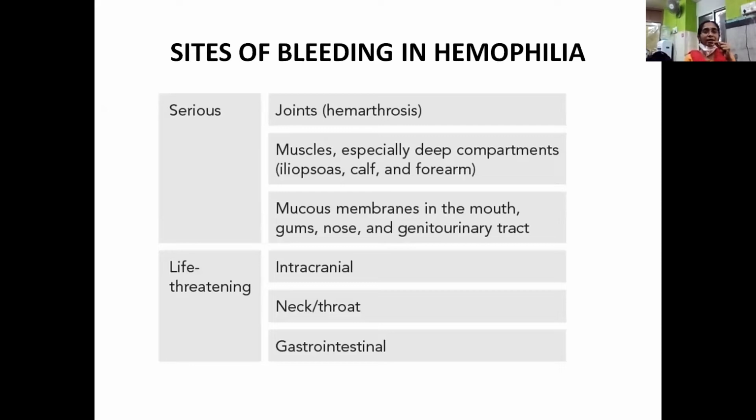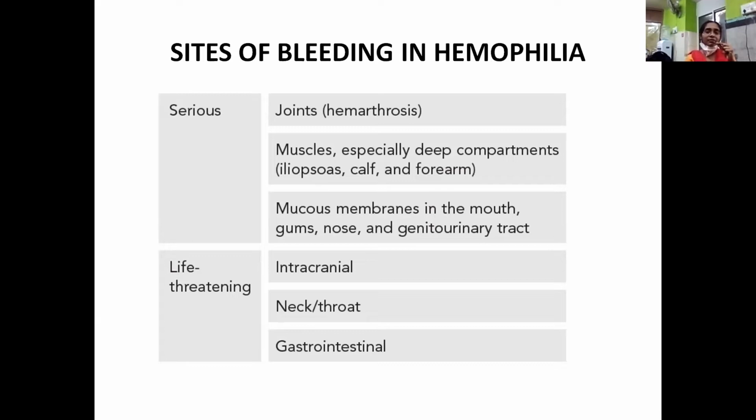Now, what are the sites of bleeding in hemophilia? Again, the bleeding manifestations are divided into life-threatening bleeds and serious bleeds. In the life-threatening category, you get 3 bleeds: intracranial bleed, neck or throat hemorrhage, and gastrointestinal bleed. Because hemorrhage into the throat can cause compression of the trachea and severe respiratory compromise, it is regarded as a life-threatening hemorrhage. All other bleeds are characterized as serious bleeds, amongst which the most common is joint bleed or hemarthrosis, followed by muscle hematomas and other mucous membrane bleeds. You can develop bleeding from any site, like oral, gingival bleeds, oral cavity bleeds, gums, nose, and genitourinary tract.